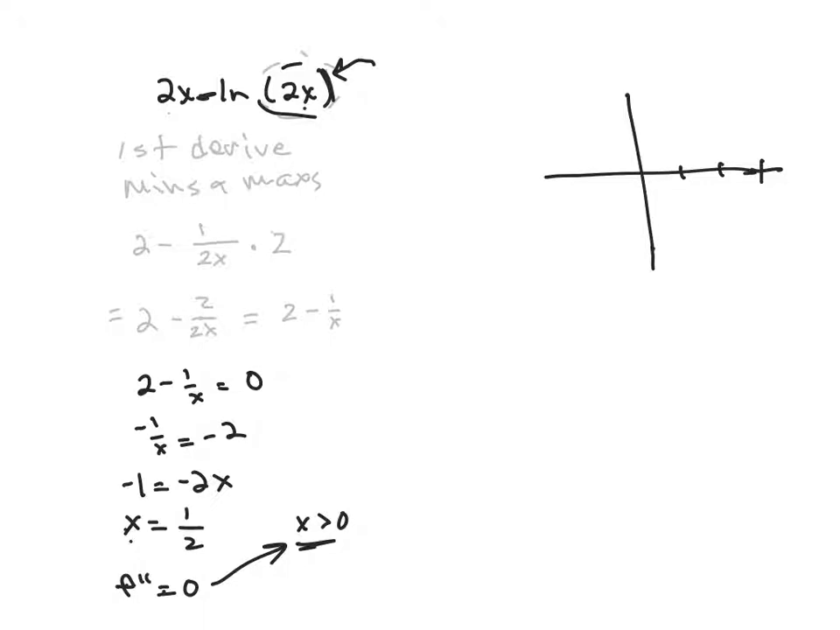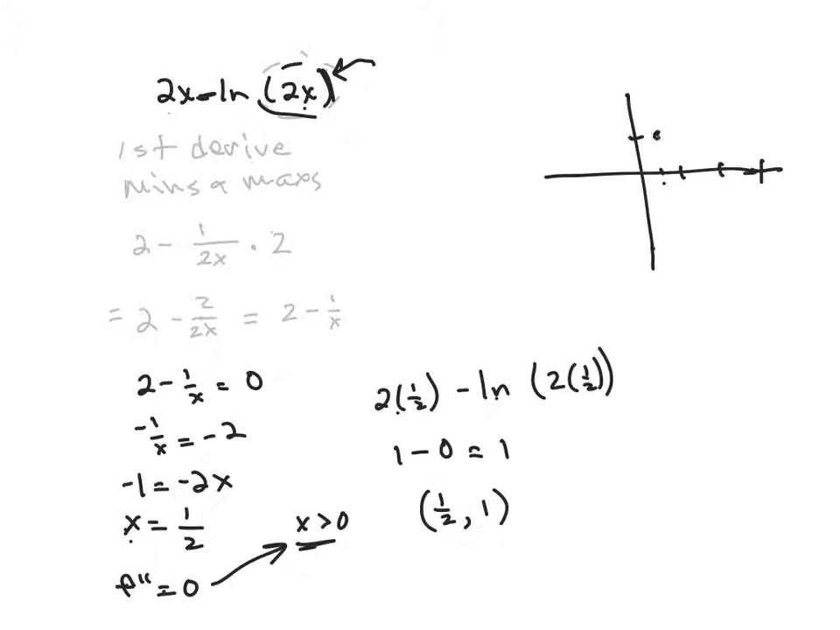Okay, so if I go ahead and plug in 1/2 into my original function, I get 2 times 1/2 minus the natural log of 2 times 1/2. So this is going to be 1 minus the natural log of 1. If you remember, the natural log of 1 is 0. So I have a point at 1/2, comma 1. That's one point I have. So at 1/2, I have a point at 1. That's either my minimum or my maximum.